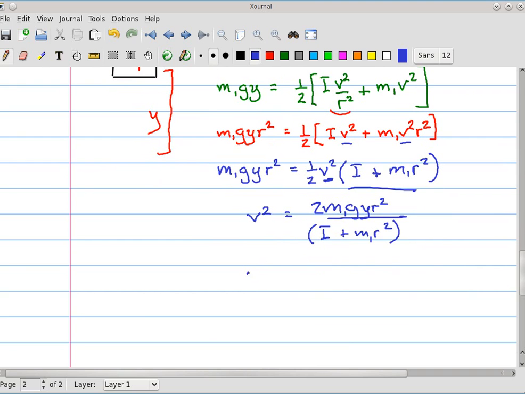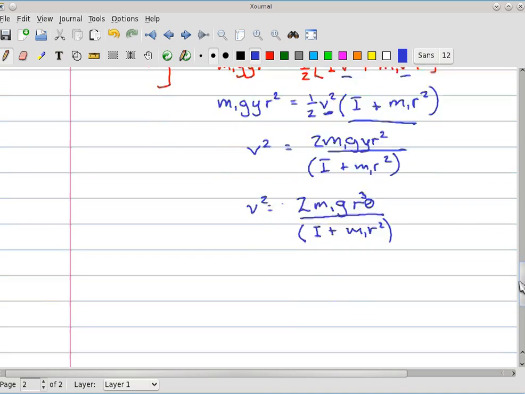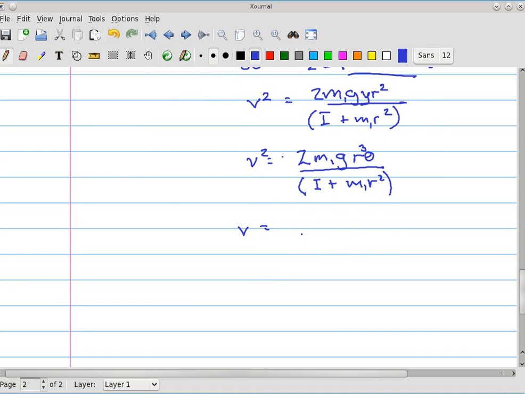So we can then write v squared, we'll do one step at a time, 2 m1 g r theta, and there's already an r squared there, so let's make this an r cubed, all over this other stuff. The moment of inertia plus m1 r squared. So if I've done everything right, let's finish it off. V is equal to the square root of 2 m1 g r cubed theta, the displacement, over I plus m1 r squared.